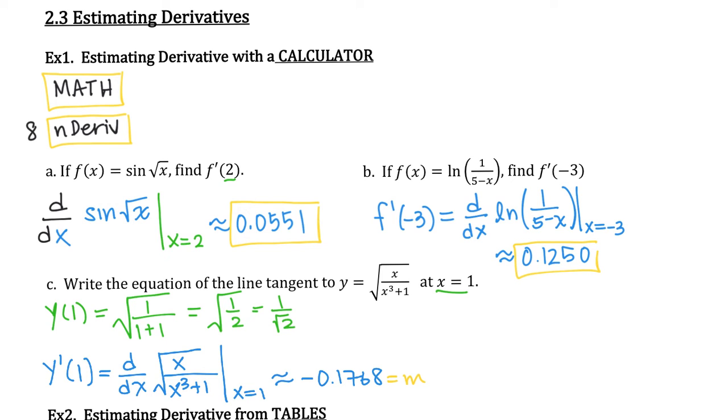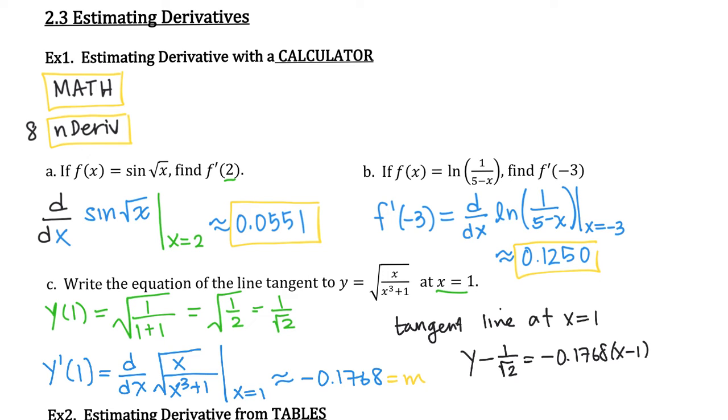So what am I trying to find? The equation of the tangent line. So the tangent line, and I'm going to use point slope form because it is more convenient for me, at x equals 1 is going to be y minus 1 over root 2 equals negative 0.168 times x minus 1. Okay, and I might have wanted to convert this to a decimal just because this is also a decimal, so that they're both approximations, but I'm fine with it either way for now.